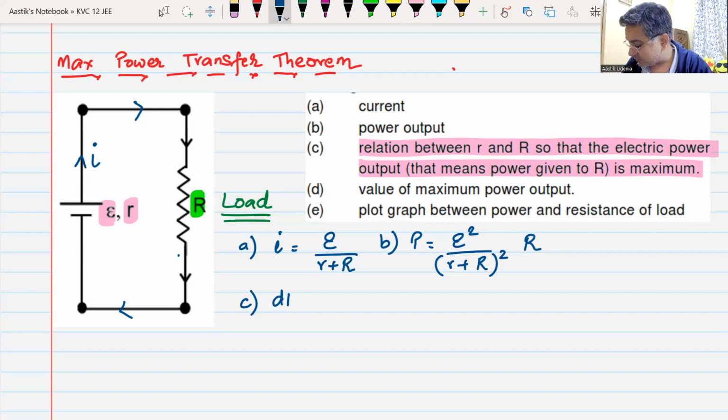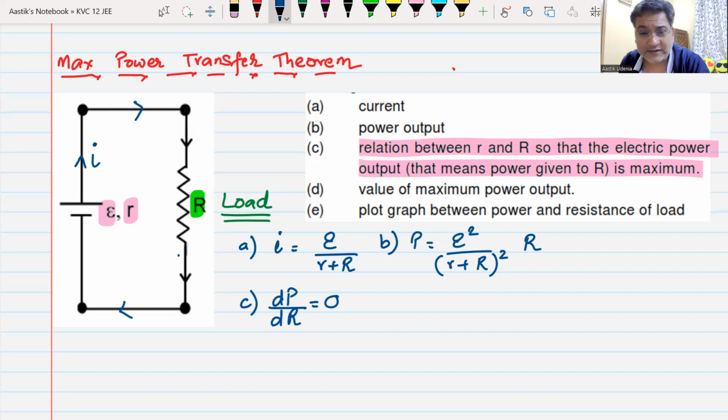To find out the maximum power, you have to differentiate this with respect to R. Depending on what is your variable, you can take small r. Normally, I've written it wrongly. The variable quantity is capital R because internal resistance of the battery is constant. You cannot change the internal resistance of the battery, but you can change the external resistance, and depending on the external resistance, maximum power can be delivered to R. You find out dP by dR and equate it to 0.